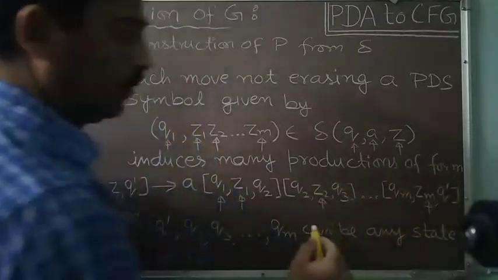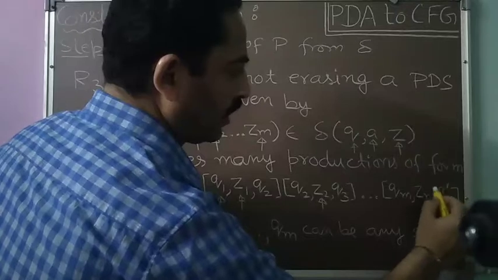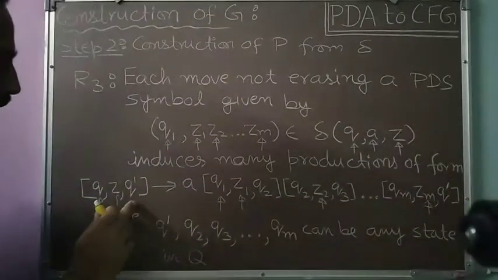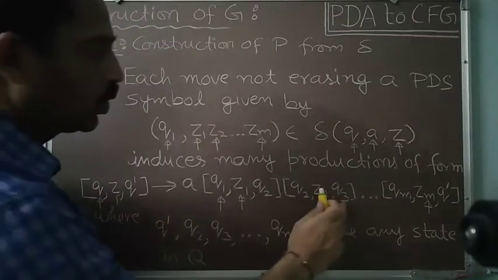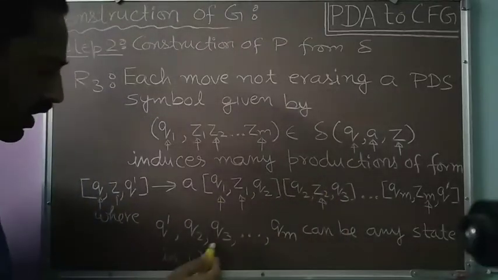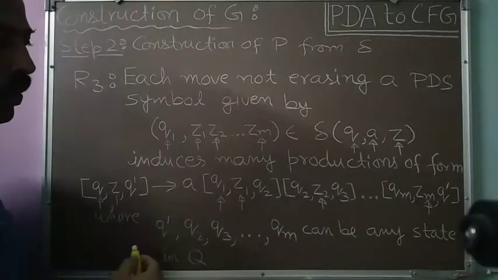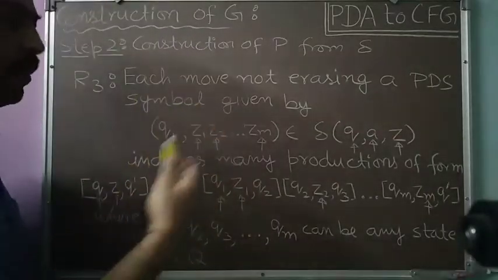And in the last one, the last state where we will end, that is q', is the same state which we are taking here. And as this q', q2, q3, and so on, qm, these are all any states coming from the capital Q, that's why this format will induce multiple productions.